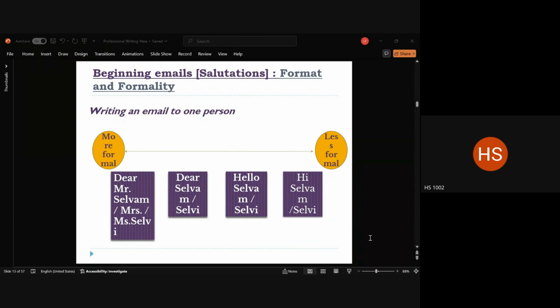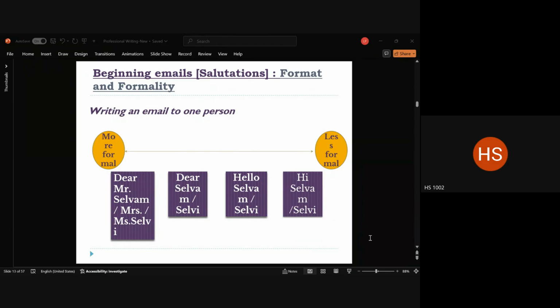So, two instances for this. One, when the person is above you in the hierarchy, and second, when the person is not familiar to you. You use Dear followed by title followed by the full name or the last name.